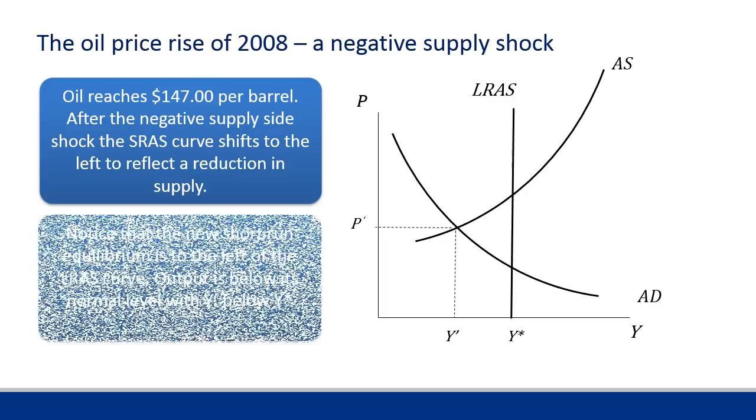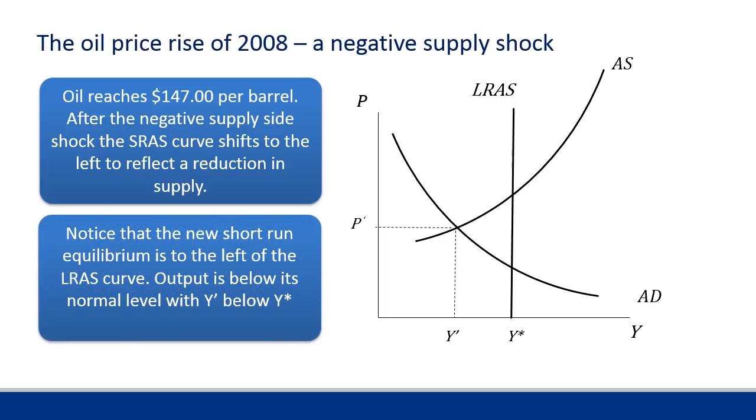Notice we are now in a new short-run equilibrium. Output of Y dash is left of the normal rate. This is below the normal rate. Possibly we are in a recession, as was the case in 2008. So here we are. From this point, we can now show how the economy will move back naturally to its long run rate, or via policy to its long run rate.